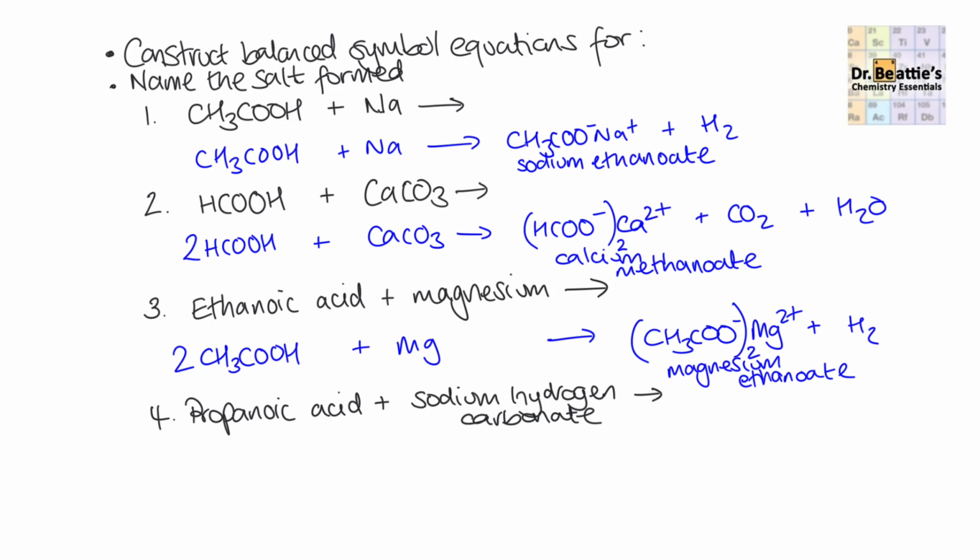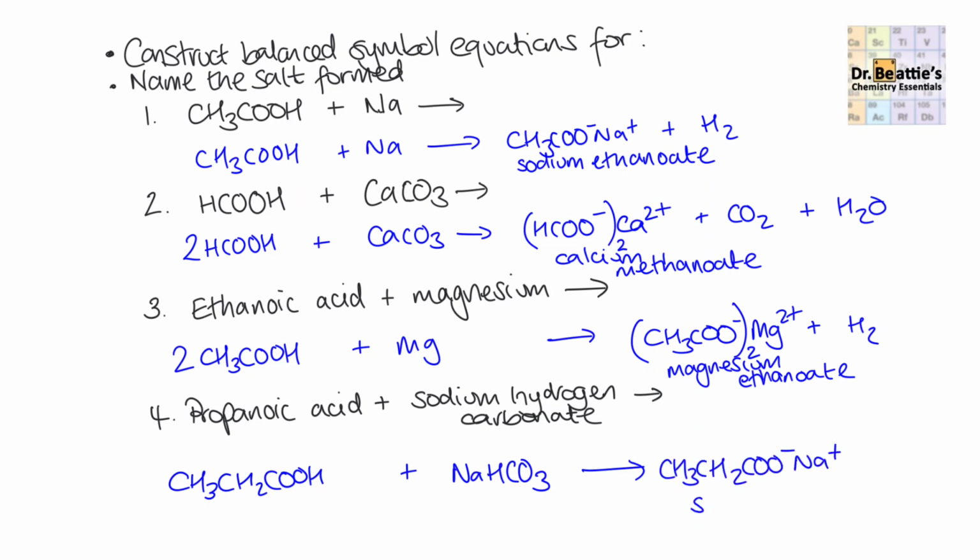Finally, we have propanoic acid reacting with sodium hydrogen carbonate. This follows the same sort of pattern as we have with our metal carbonates. So we're going to form carbon dioxide and water. Propanoic acid is prop, so we know we've got 3 carbons in there. Then we've got sodium hydrogen carbonate. This then forms the salt, sodium propanoate. We also have that carbon dioxide and water.